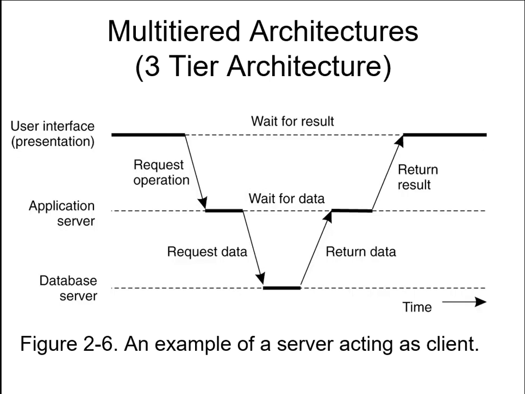An example of a server acting as a client: a request comes from the user side, the application server receives this, and the application server forwards it here. You might be confused with the last diagram. The difference is that we have two separate servers, one is the application server and one is the database server. So this is the physical separation of these three tiers.